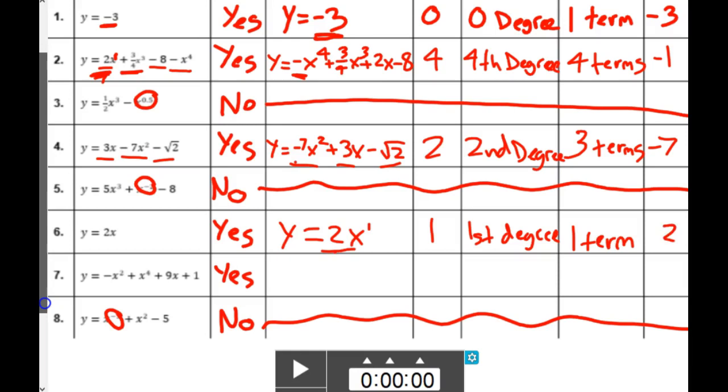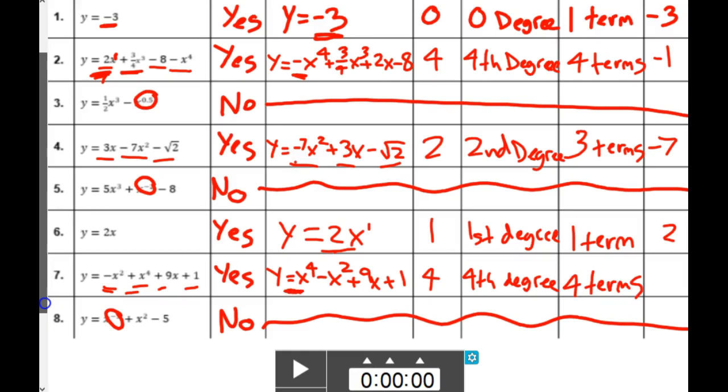Last but not least, I'll do this one a little quicker. The highest power is x to the 4th. Okay, minus x squared plus 9x plus 1. What is that highest degree? 4. So it's a 4th degree. And how many terms is that? 1, 2, 3, 4 terms. And the leading coefficient, if there's no number there, what's implied in front of that? 1 is my leading coefficient.